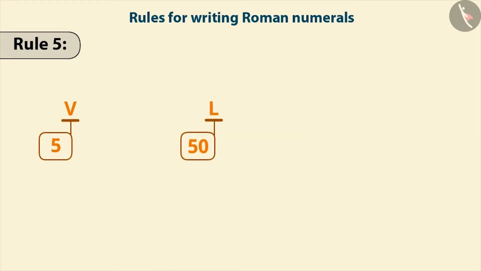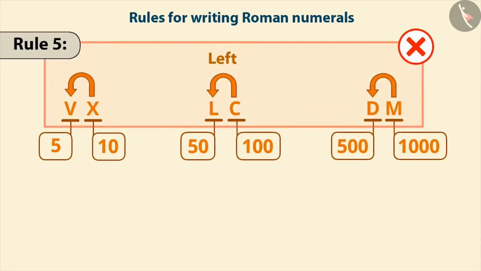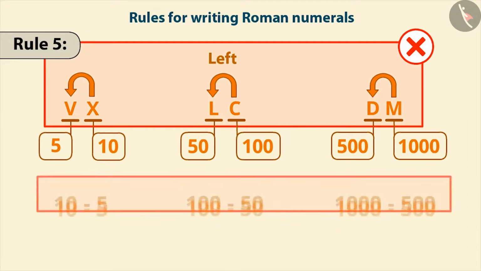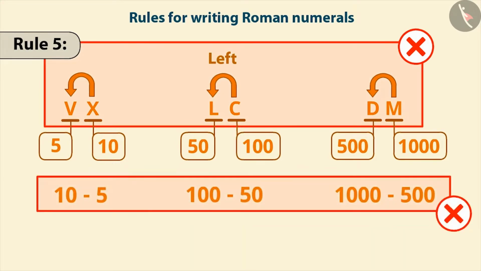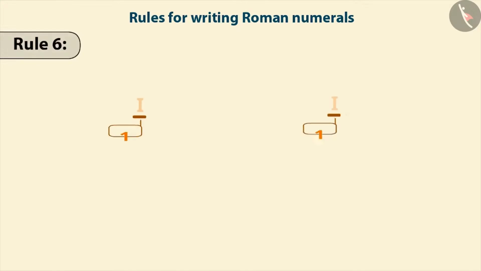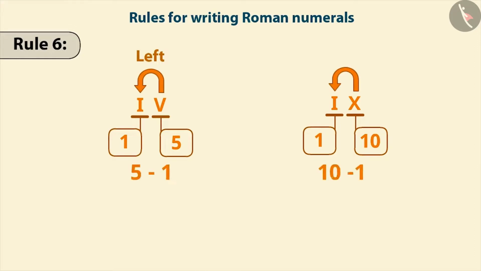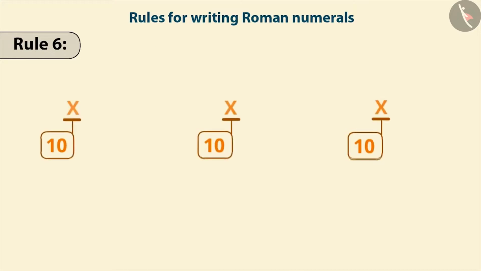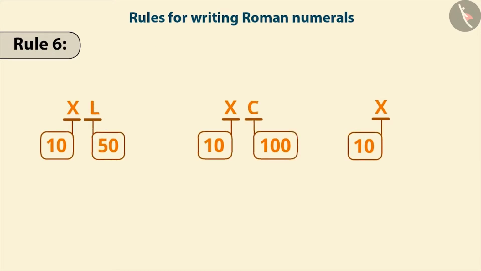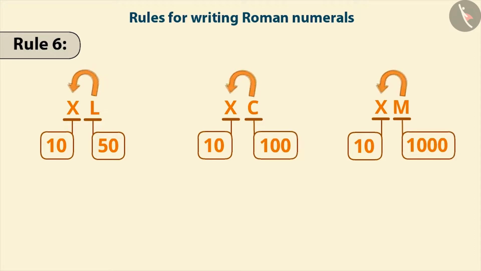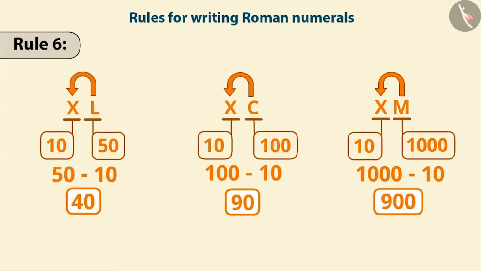The symbols of 5, 50 and 500 are never written to the left of the symbol of larger value. That means these symbols are never subtracted. The symbol of 1 can only be written to the left of 5 or 10. That is, it can only be subtracted from these numbers. Similarly, the symbol of 10 can only be written to the left of 50, 100 or 1000. That is, it can only be subtracted from these numbers.